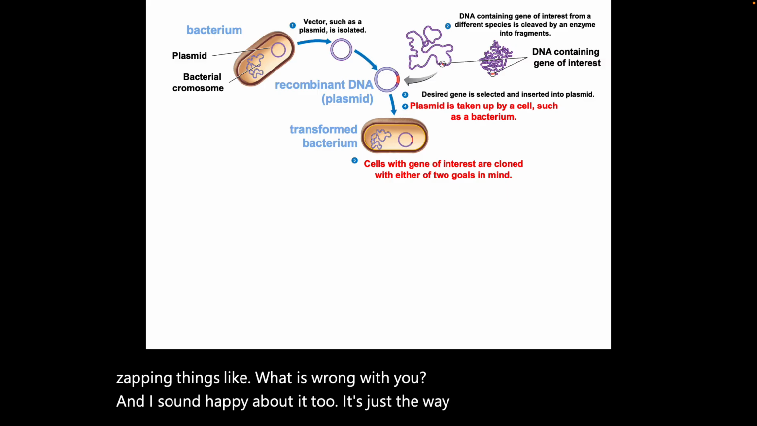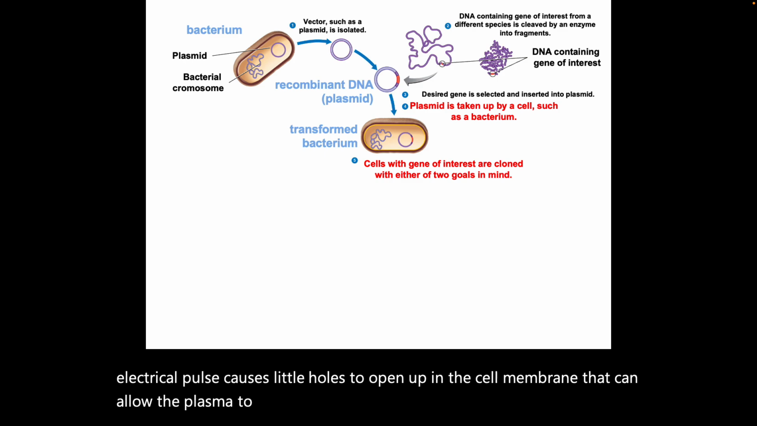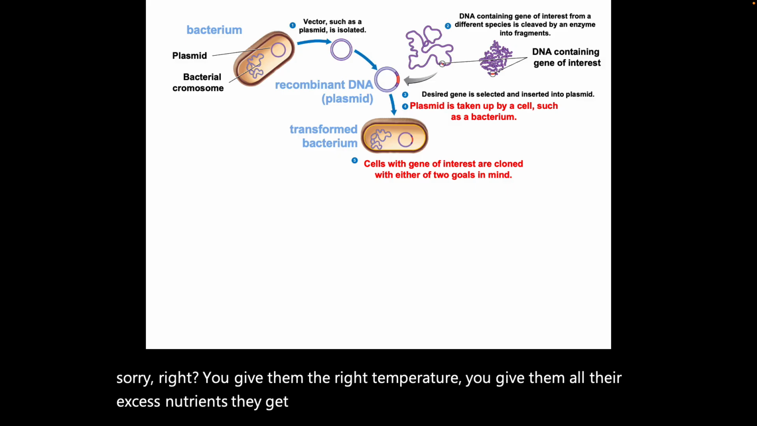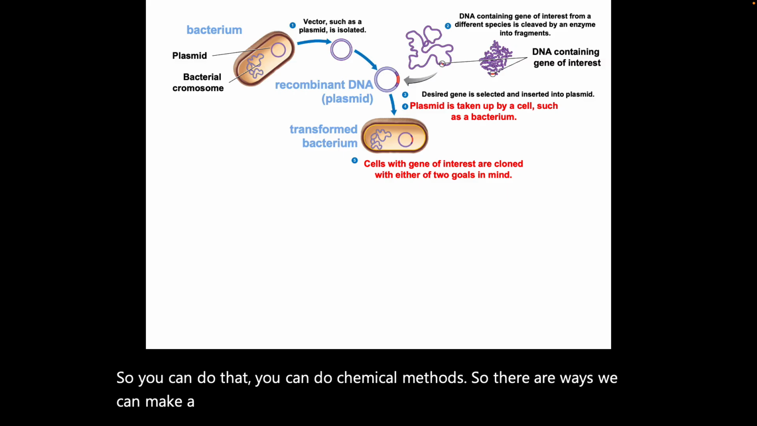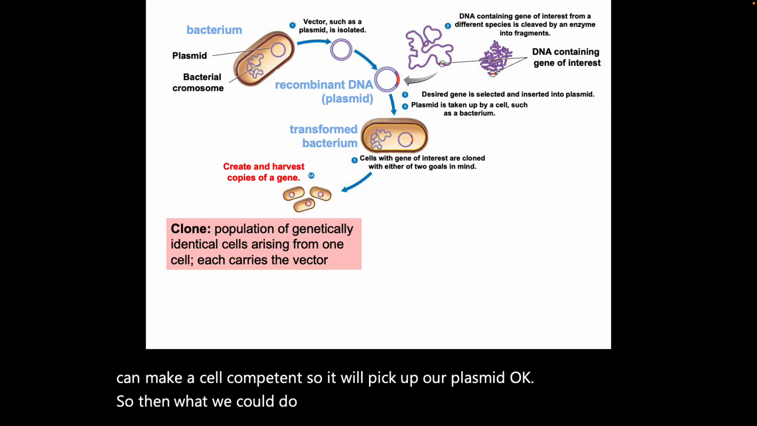Doing a very brief electrical pulse causes little holes to open up in the cell membrane that can allow the plasmid to come in. And then you give them, oh, I'm so sorry, right? You give them the right temperature, you give them all their excess nutrients, they get so happy, right? So you can do that, you can do chemical methods. There are ways we can make a cell competent so it'll pick up our plasmid. Okay. So then, what we could do is have all of our clones.